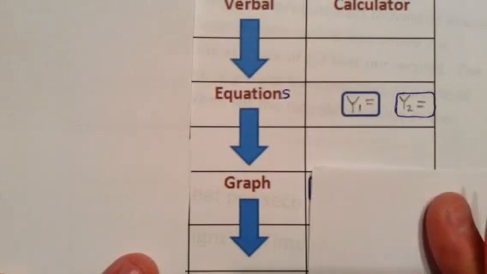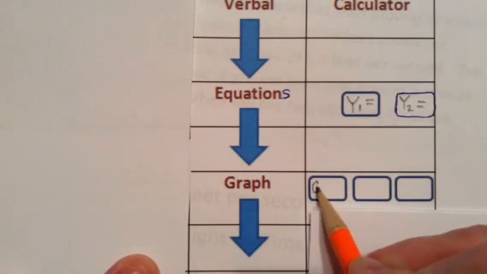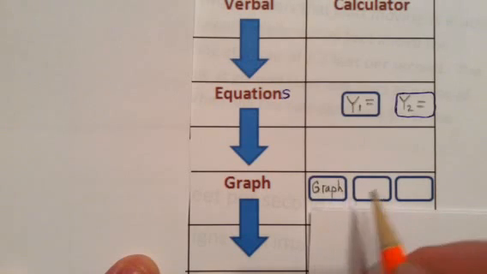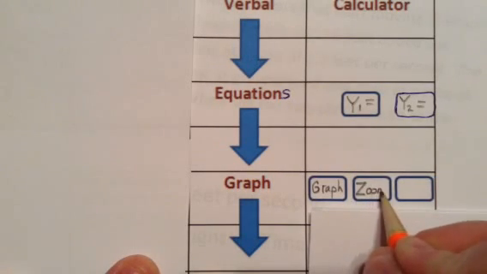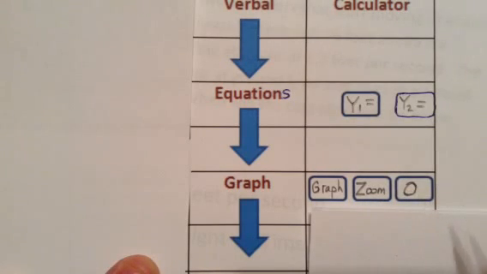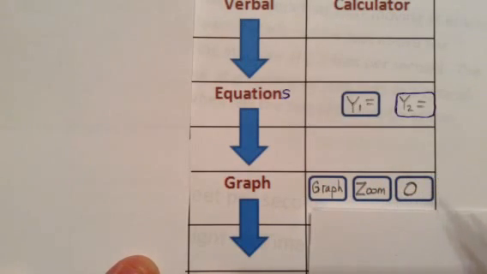And so if we do that, we can now graph it. What are the keystrokes there? So we're going to hit graph, and we're going to need the data to fit. So we're going to hit zoom. That's on the top row. And we're going to do zoom fit. So the keystroke would be graph, zoom 0, and then that should focus in on the intersection if it occurs.